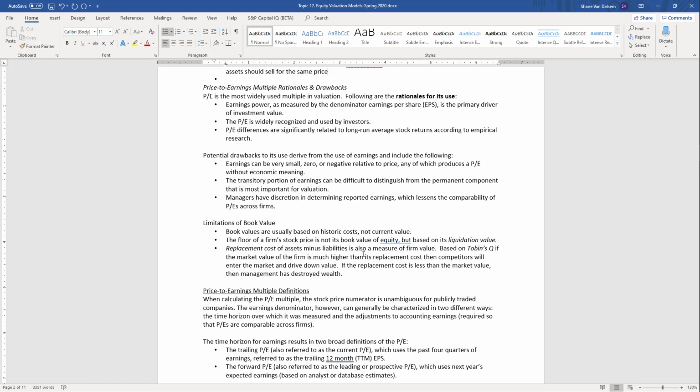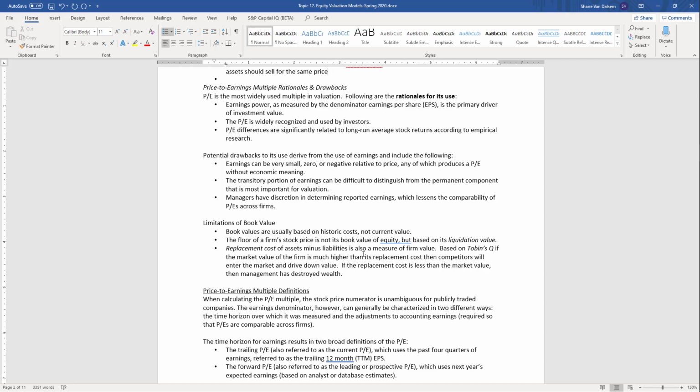Now, that's one thing to keep in mind when you look at the price to book ratio. If you had two identical firms, except one was much older and had purchased its fixed assets long ago, the one that's much older is going to have a higher price to book ratio because the book value of its assets is lower. The floor of a firm's stock price is not its book value of equity, but is based on its liquidation value. So in other words, the liquidation value of the firm can be more or less than the book value of its assets.